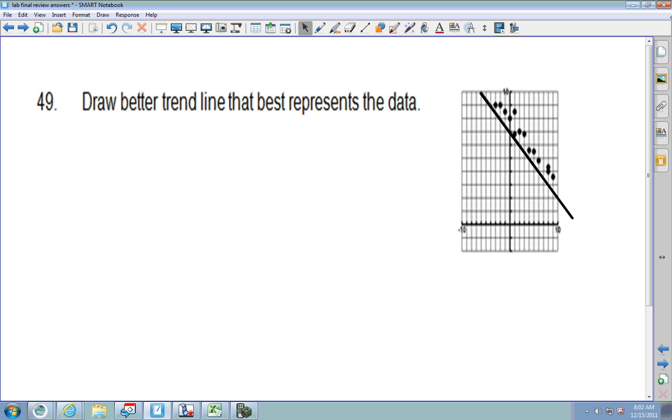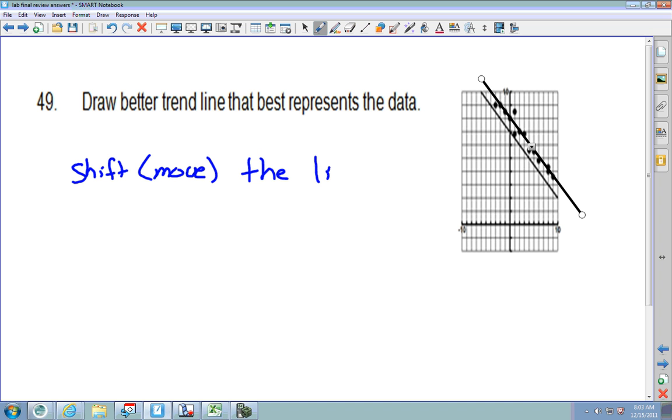Now, what I'm trying to ask is to make a better trend line. Do I make it steeper? I'm sorry, that's flatter. Make it flatter? Does that work? It goes to the points, but not at the right angle. So what I need to do is just shift it up. So there's a good trend line. So I need to move the line up. The line, which is actually, we're going to move the y-intercept up.